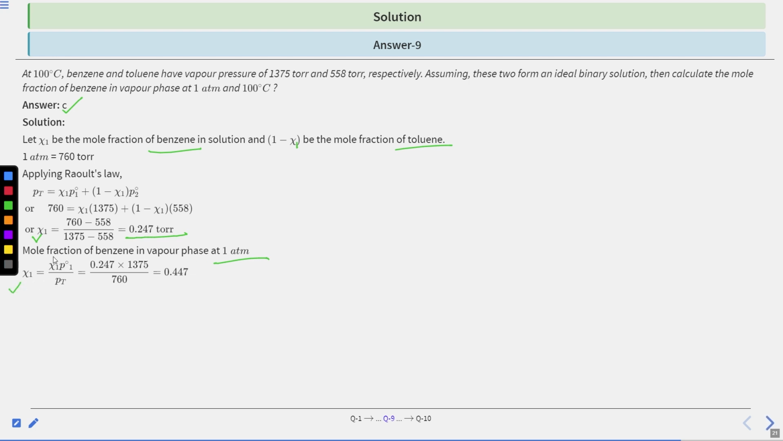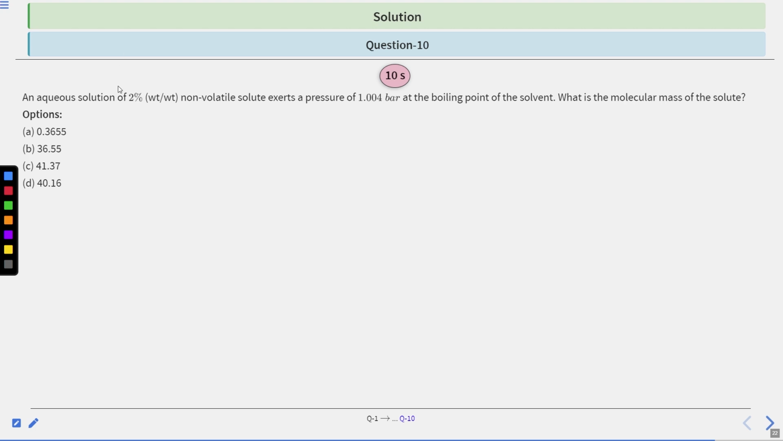So mole fraction of benzene in vapor phase at 1 atmosphere will be equal to the mole fraction multiplied by vapor pressure divided by total pressure. So it will be 0.247 into 1375 divided by 760. Okay, and it is coming out as 0.447. Hence, option C is the correct answer. Okay, let's move to question number 10.